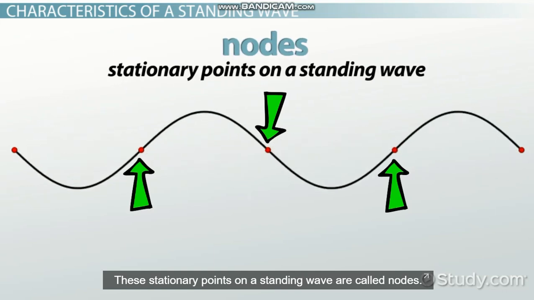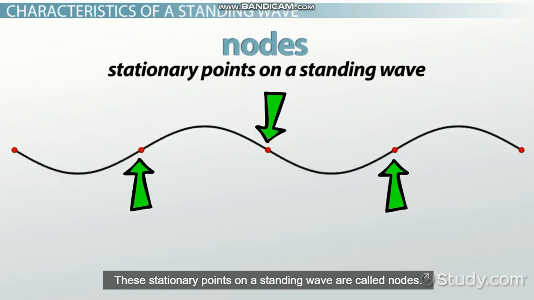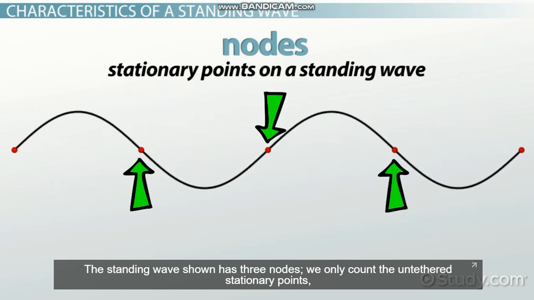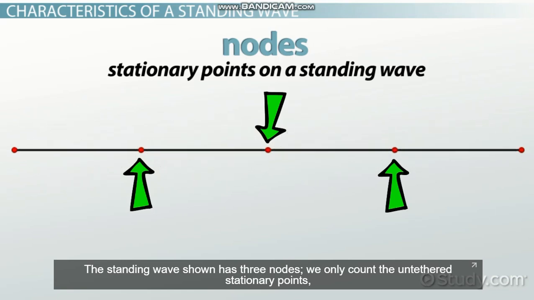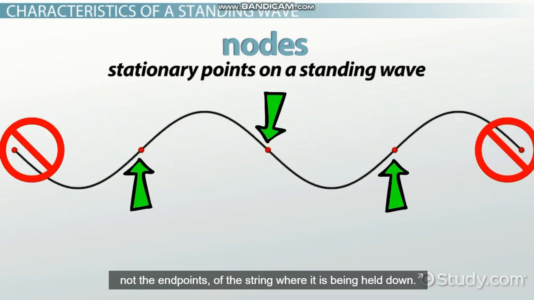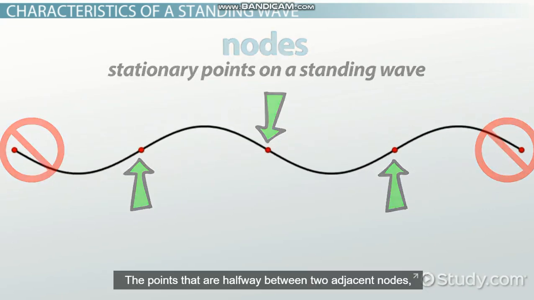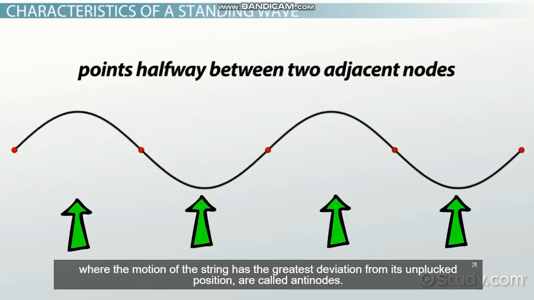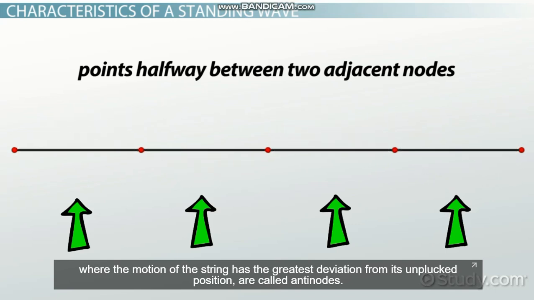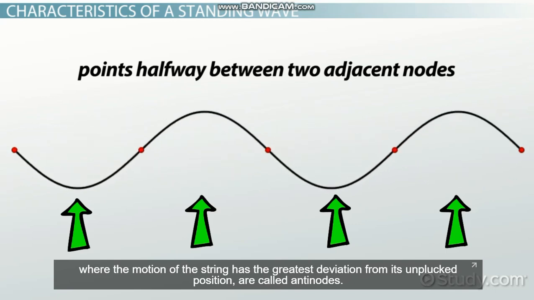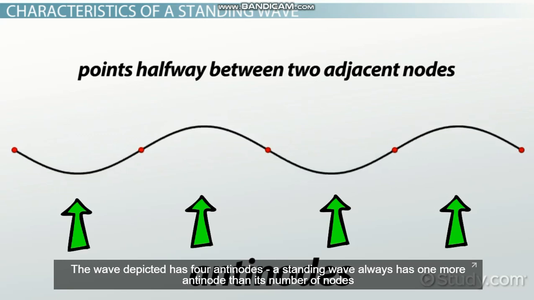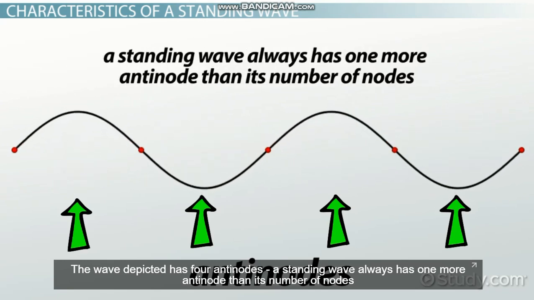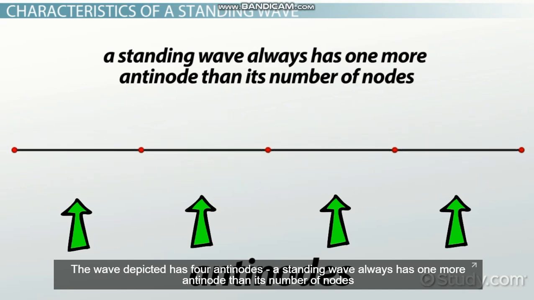These stationary points on a standing wave are called nodes. The standing wave shown has 3 nodes. We only count the untethered stationary points, not the endpoints of the string where it is being held down. The points that are halfway between 2 adjacent nodes, where the motion of the string has the greatest deviation from its unplucked position, are called antinodes. The wave depicted has 4 antinodes. A standing wave always has one more antinode than its number of nodes.